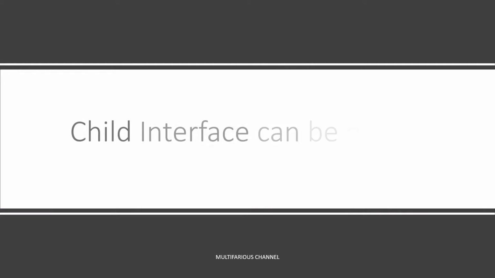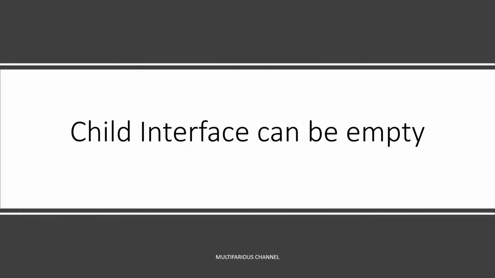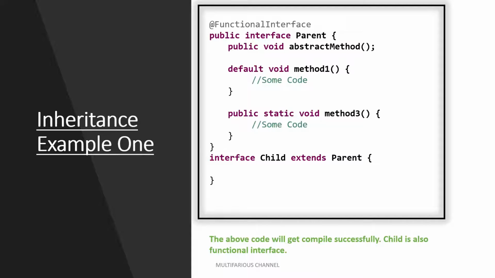Consider an example. If an interface extends a functional interface and the child interface does not contain any abstract method, then the child interface is a functional interface. That is, the child interface can be empty. So let's see this example.